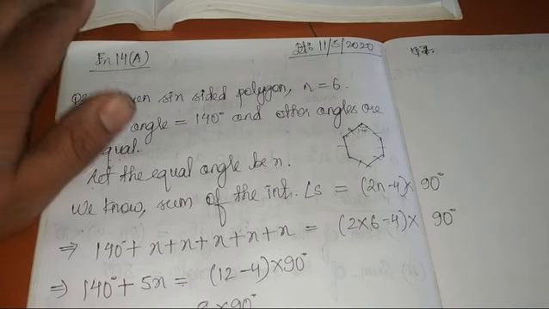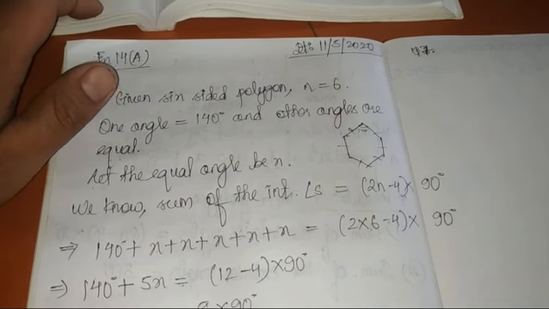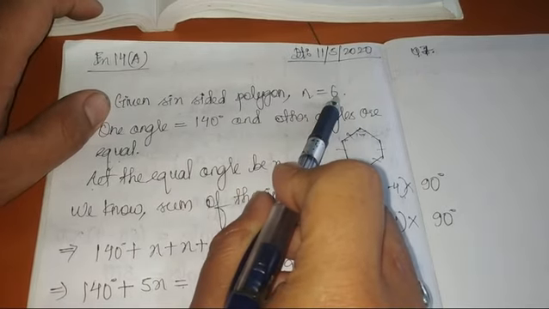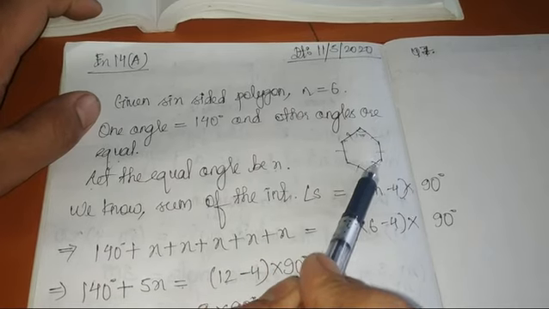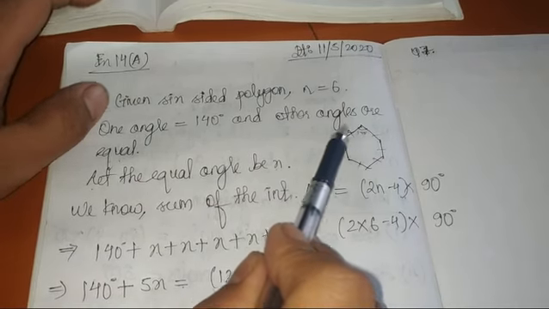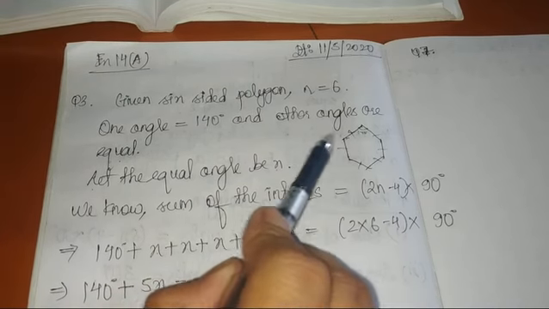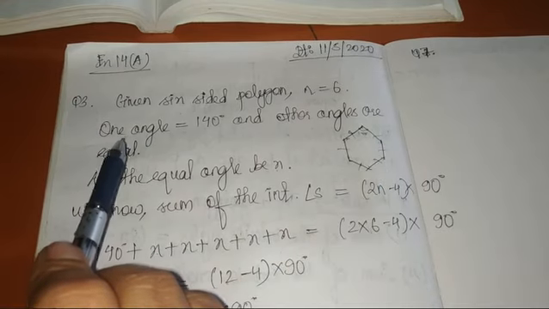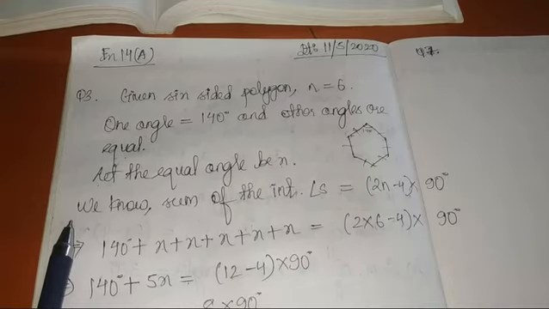So please go through the question line by line. One angle of a six-sided polygon. So for a six-sided polygon, n equals 6, the number of sides of the polygon is 6. On this six-sided polygon, 1, 2, 3, 4, 5, and 6, one of the angles is 140 degrees, and all the other angles are equal. One angle is 140, and the remaining angles, 1, 2, 3, 4, and 5, are all equal. The question is asking you to find the measure of each equal angle.